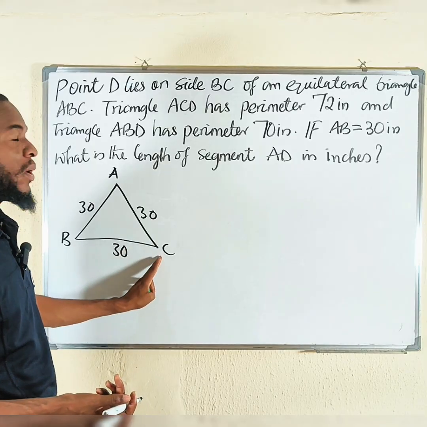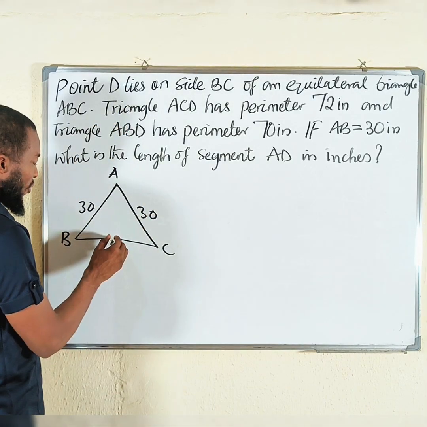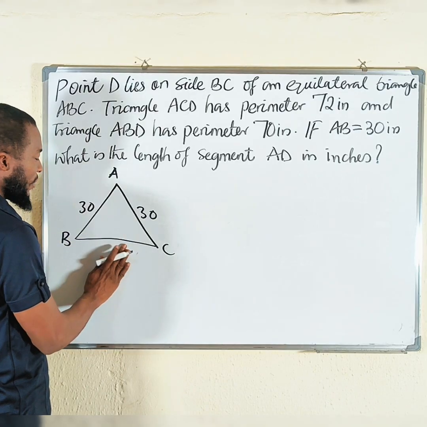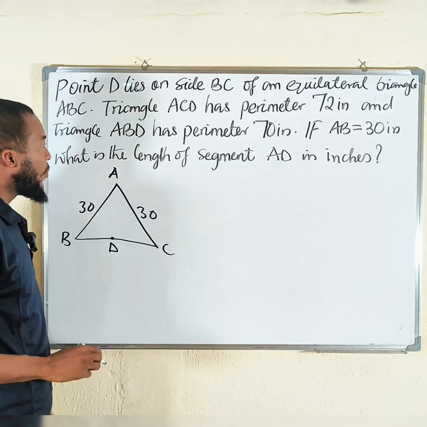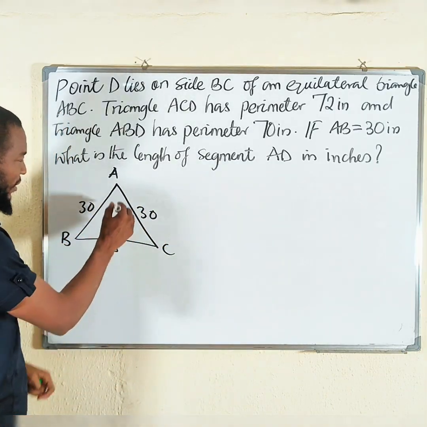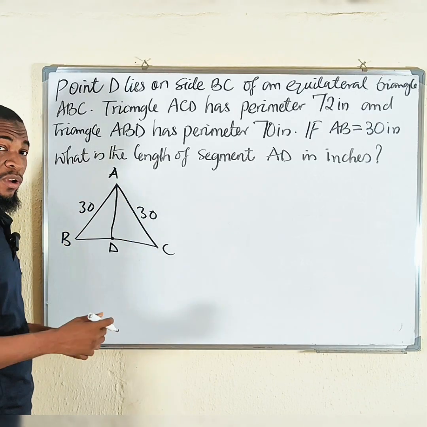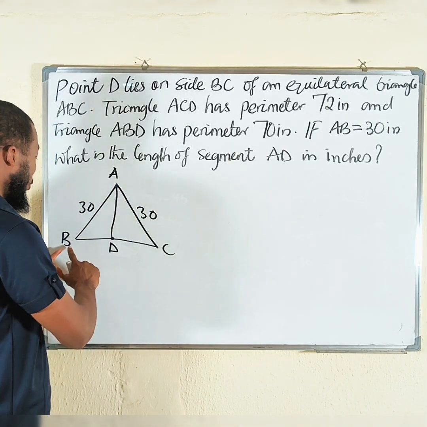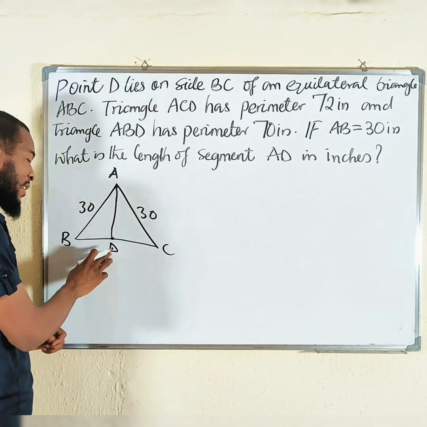But we have a point that lies on the side BC as D. So let's assume we have a point here, which is D. What you're asked to find is the segment AD. So let us connect A to D, something like this. But according to the question, we are not told that from B to D is equal to D to C. So we cannot conclude that yet.